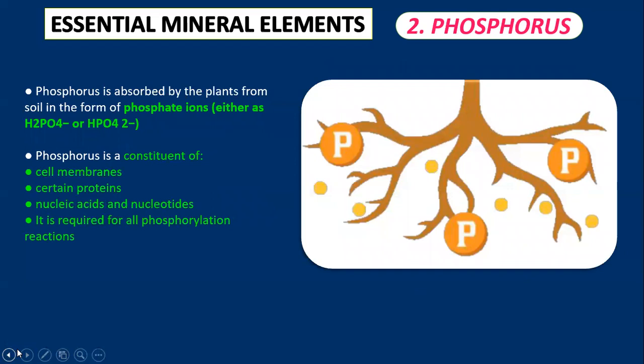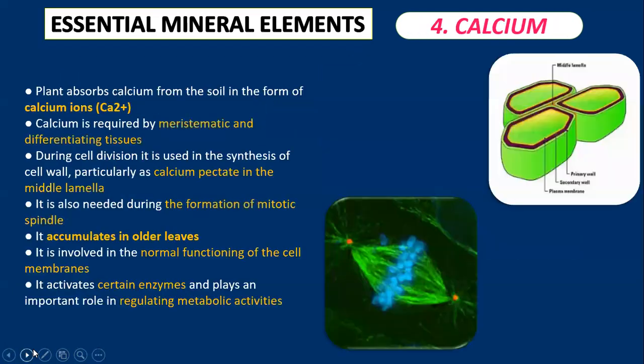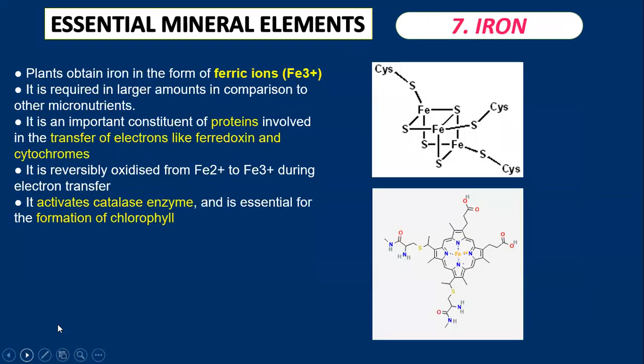Phosphorus, phosphate ion: cell membranes, certain proteins, nucleic acid, nucleotide, phosphorylation reactions. Nitrogen, NO3 minus ions: meristematic tissue, metabolically active cells, and forms an integral part of so many compounds. Now we are moving on with the next element, that is iron.